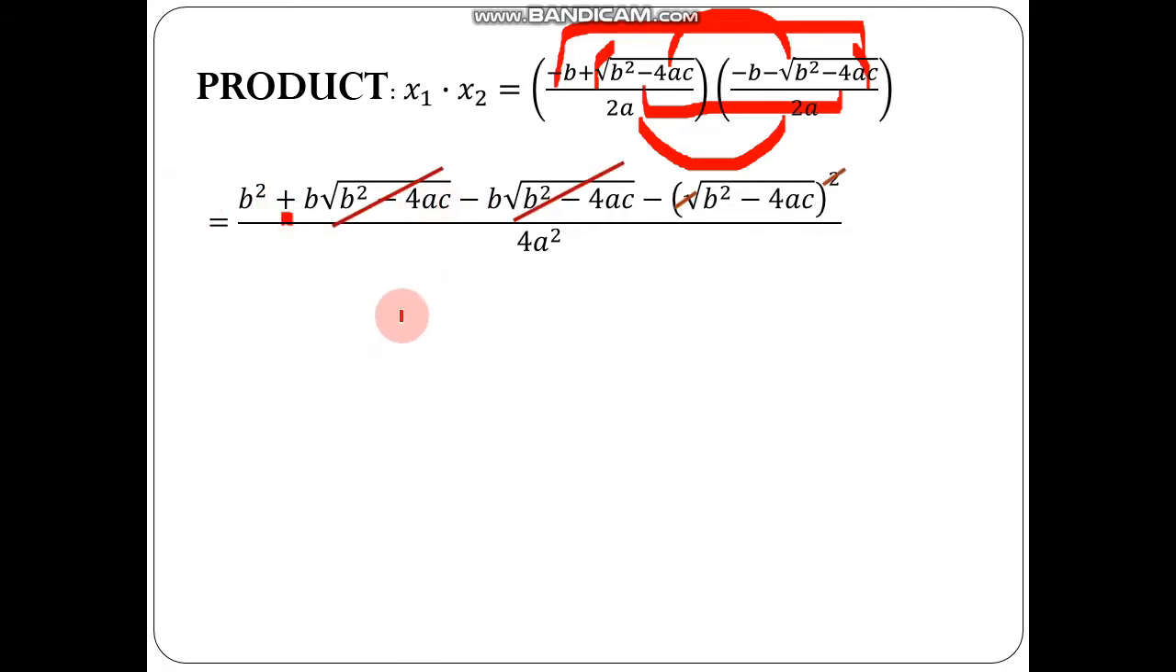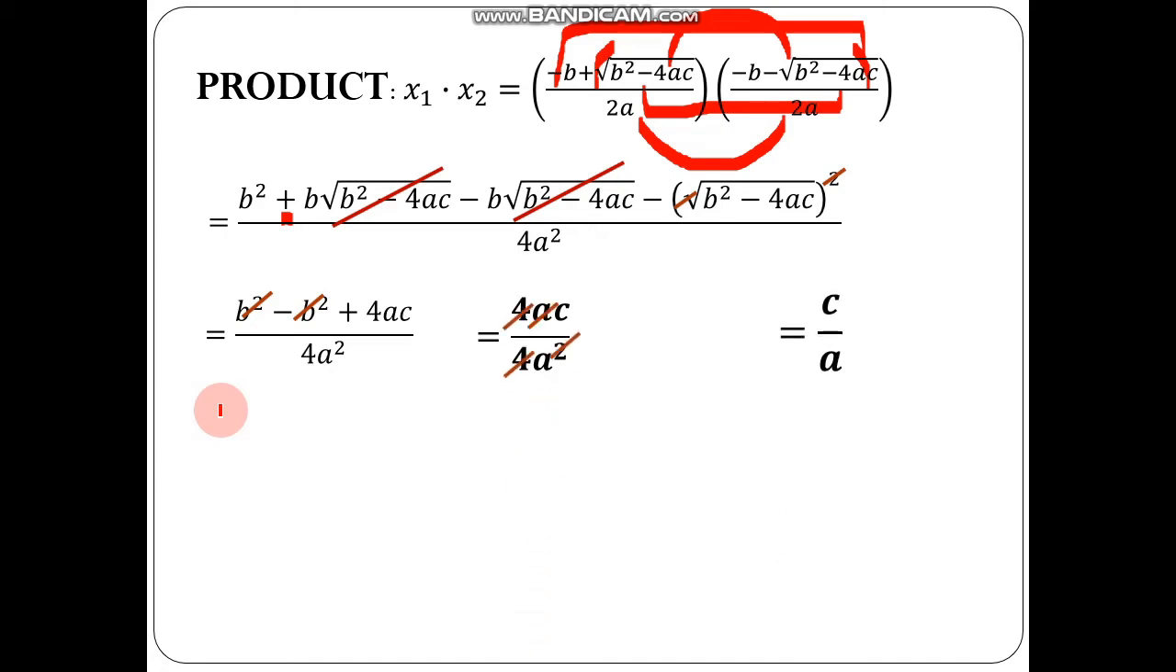Then cancel out 2 and the radical sign. What is left is b squared minus b squared plus 4ac over 4a squared. Cancel b squared. What is left is 4ac over 4a squared. Cancel 4 and a. Final answer is c over a. We are going to use this in finding the product of the roots of a quadratic equation.